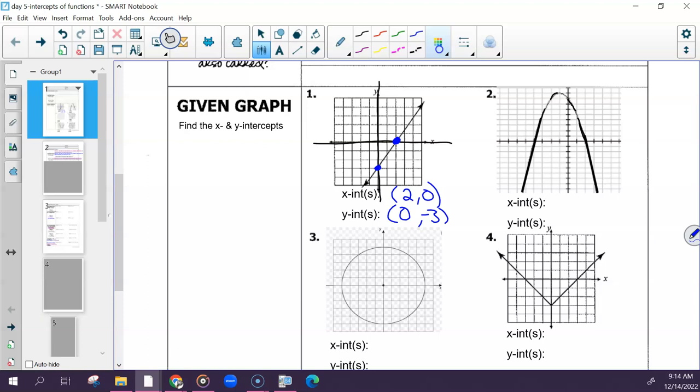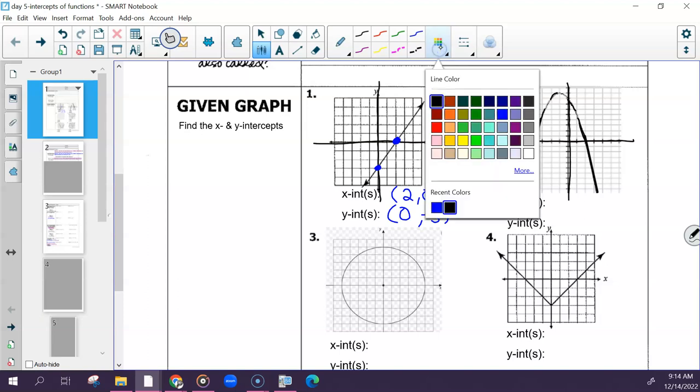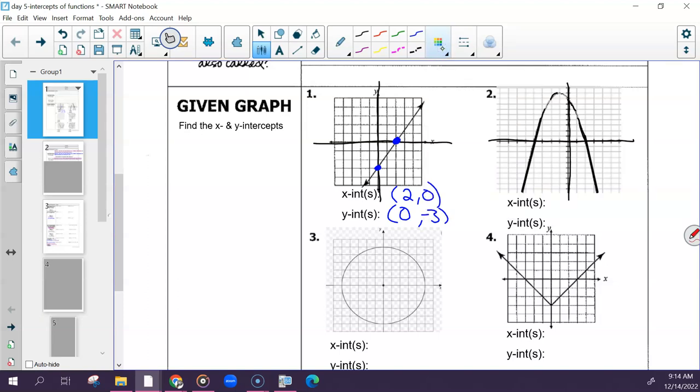Yeah, we're going to do 2. So here we have 2 x-intercepts. The order in which you write them doesn't matter, as long as you write them both. So what are your 2 x-intercepts? Otis, you can say one of them. So 1, 0. Oh, minus 1. Yeah, minus 1.